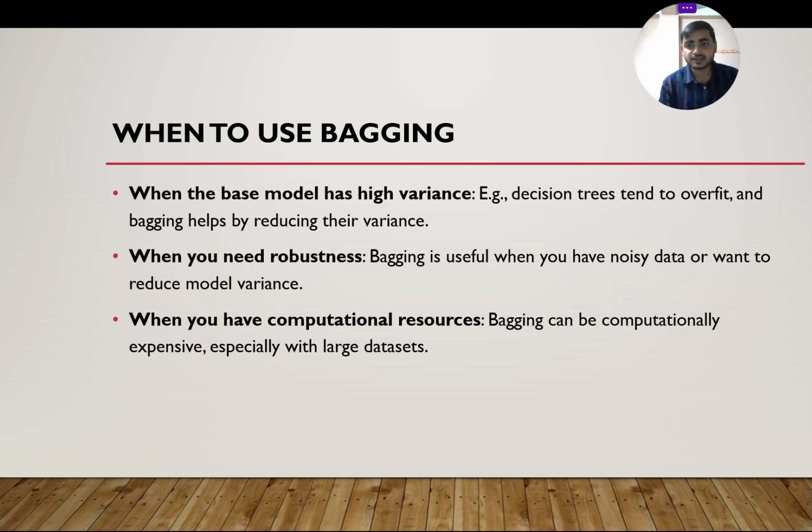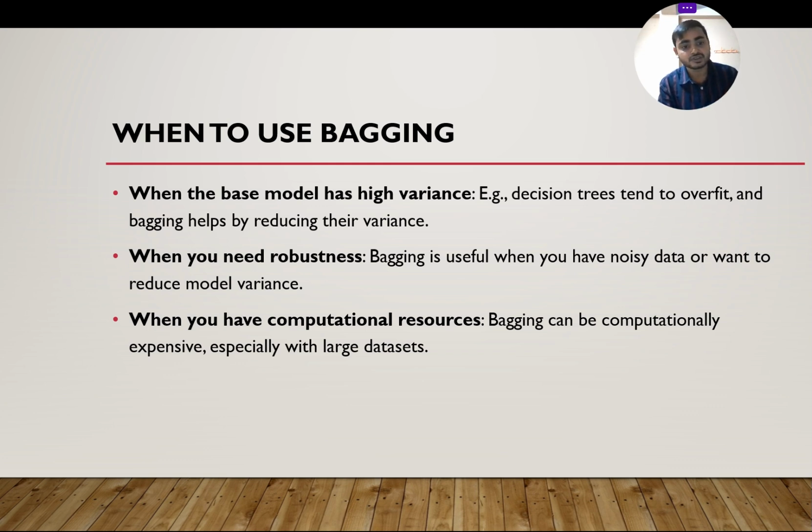The next point is when to use bagging. When the base model has high variance, when your model is prone to overfitting and gives less accurate results, in those cases we can use ensemble learning. Always remember that ensemble learning is used to reduce overfitting. And when you need robustness, you go for bagging techniques. And when you have the computational resources, you go for the bagging technique.